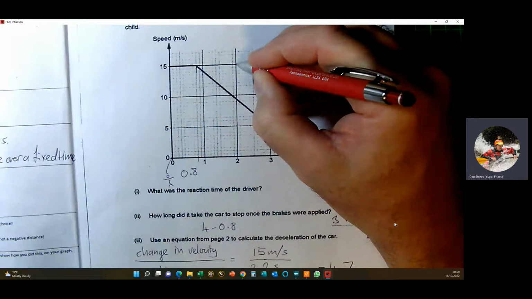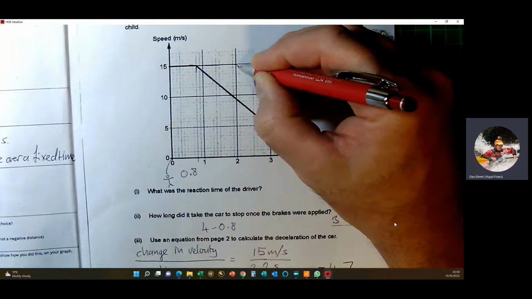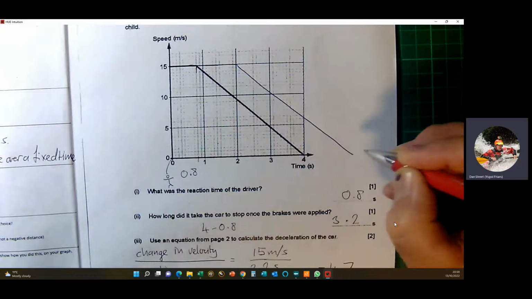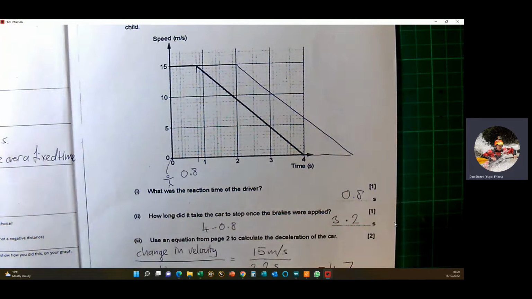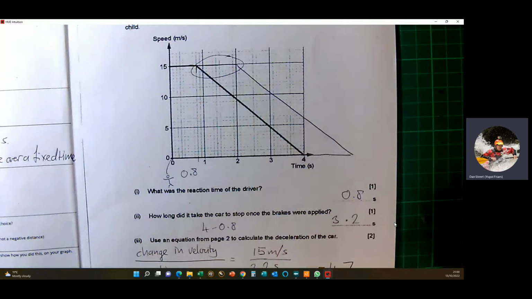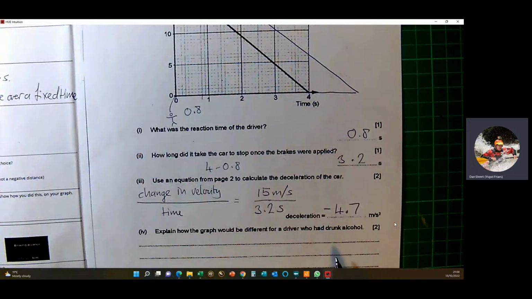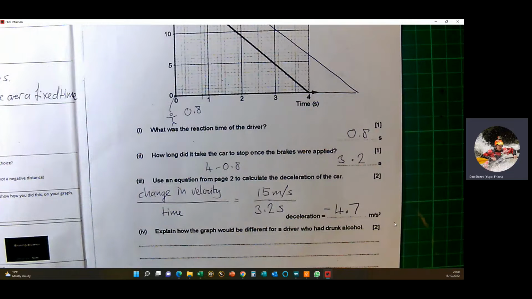But then the actual braking time, assuming that the drunken driver hits the pedals appropriately, would be pretty much the same gradient, same angle, but that would mean that the overall stopping time would obviously be longer. So it's this portion here of the graph that is affected by the alcohol, because the reaction times would be slower. You can write an explanation there, but it would be a good idea, I think, to use the graph to illustrate your explanation.